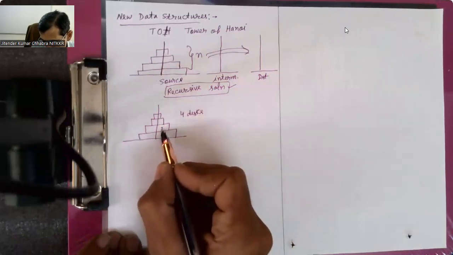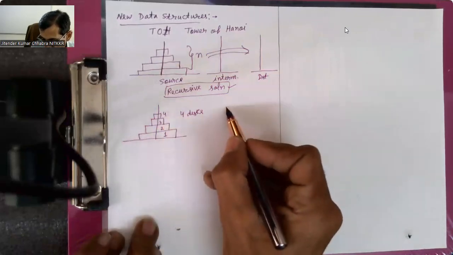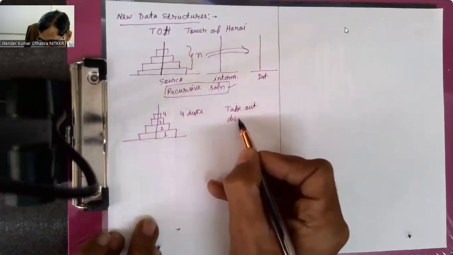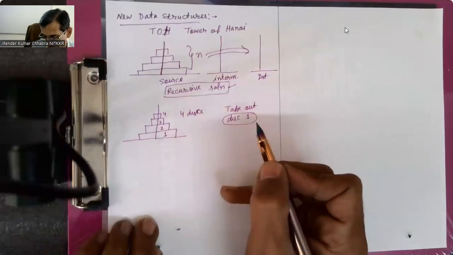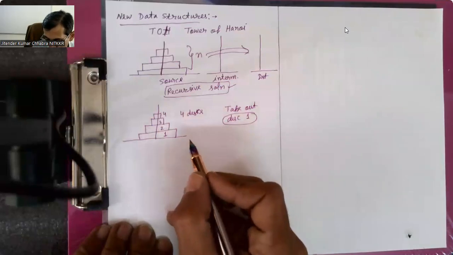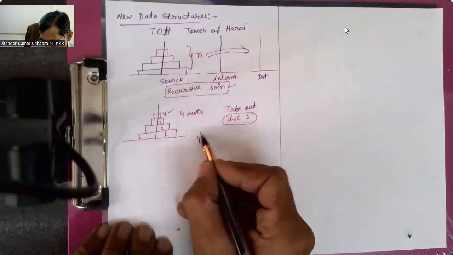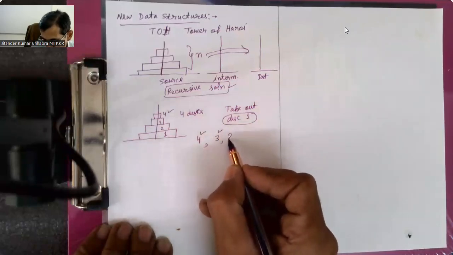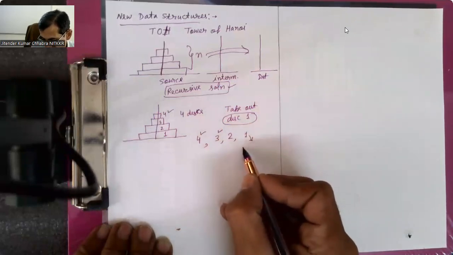Let's number them, disk 1, 2, 3, 4. Say I am interested to take out disk 1. So now you can easily see disk 1 cannot come out unless you take out disk 4. So first of all, you have to take out 4. Then you have to also take out 3. Then you have to also remove disk 2. And only then can disk 1 be taken.